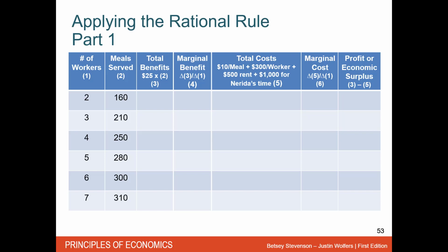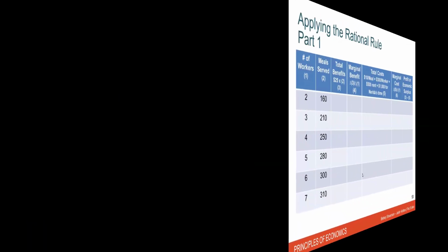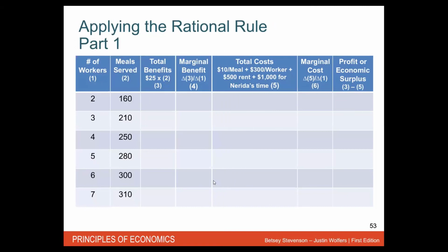Now that we know how to find total benefits and total cost, spend some time filling out the total benefits and total cost columns. I will show you how to find these numbers. Let's solve total benefits first. We just need to multiply 25 with the number of meals served, and that is the second column here. To find the total benefits of 2 workers, we need to multiply $25 times 160. That gives us total benefits of 2 workers to be $4,000.